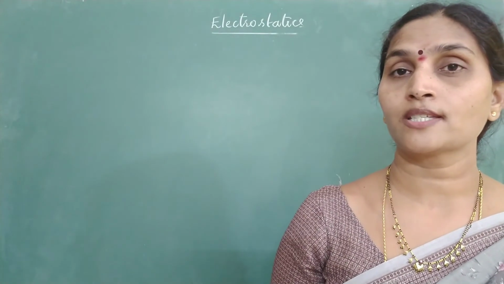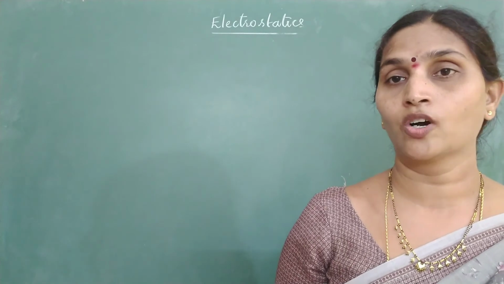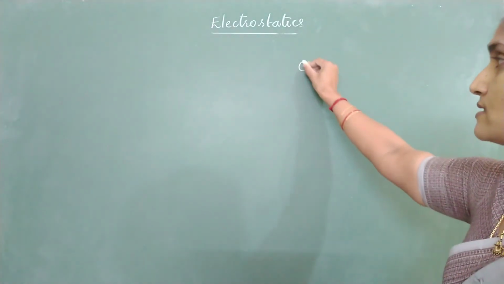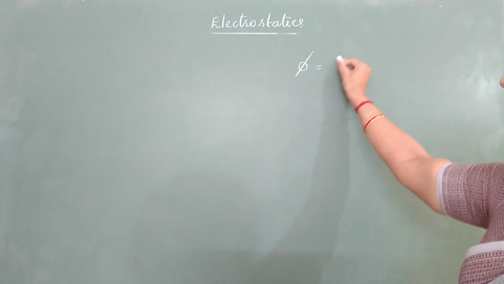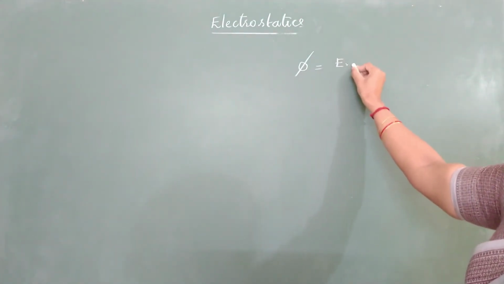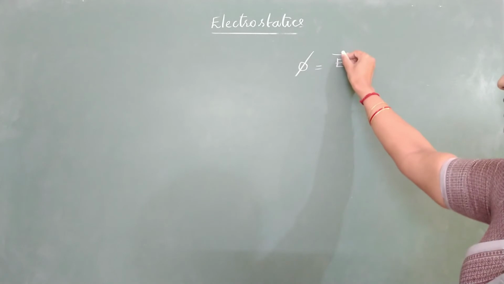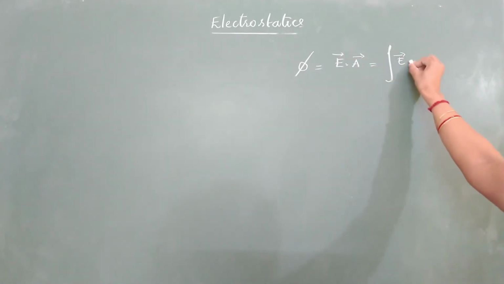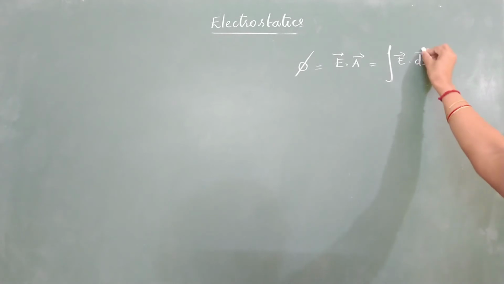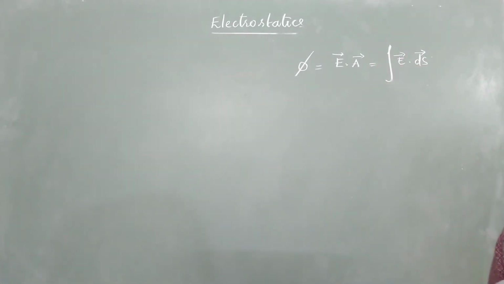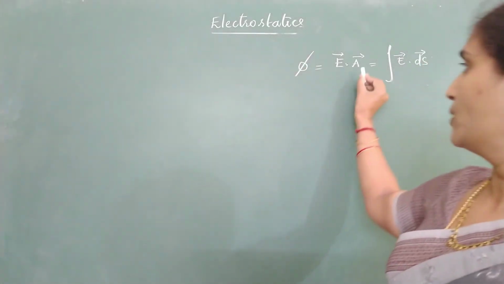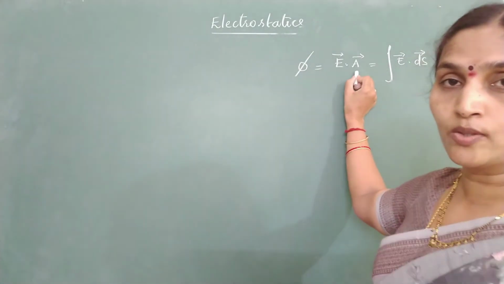Okay, now coming to questions related to electric flux and Gauss law. How do we define electric flux? We know flux is defined as the number of field lines passing through a given surface, which is equal to E dot A, or you can write it as integral of E dot ds. So this is your formula for electric flux. And regarding electric flux, remember area vector is always perpendicular to the surface.